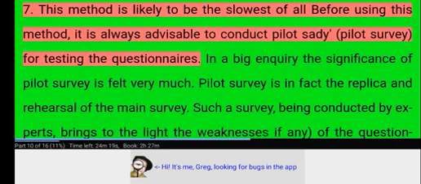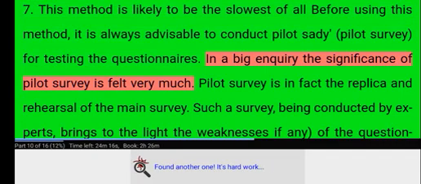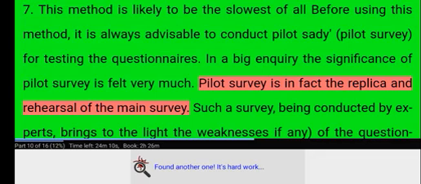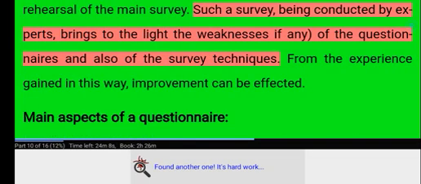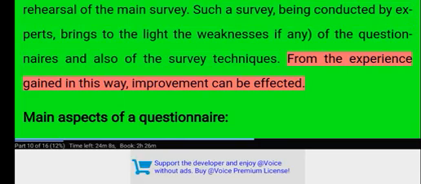Before using this method, it is always advisable to conduct a pilot survey for testing the questionnaire. In a big inquiry the significance of a pilot survey is felt very much. A pilot survey is in fact the replica and rehearsal of the main survey. Such a survey, being conducted by experts, brings to light the weaknesses, if any, of the questionnaires and also of the survey techniques. From the experience gained in this way, improvement can be effected.